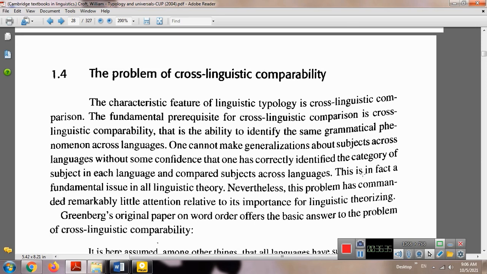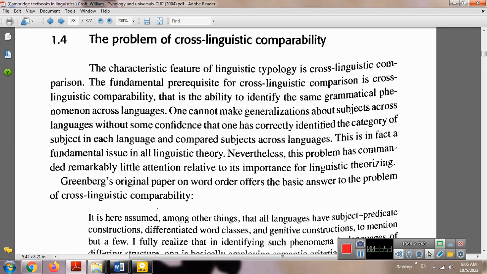This is, in fact, a fundamental issue in all linguistic theory. Nevertheless, this problem has commanded remarkably little attention relative to its importance for linguistic theorizing. Greenberg's original paper on word order offers the basic answer to the problem of cross-linguistic comparability.